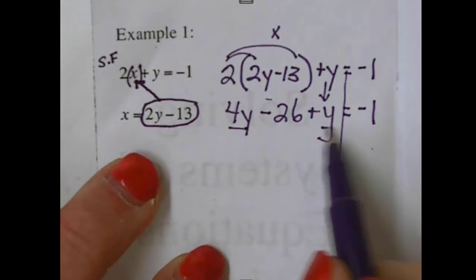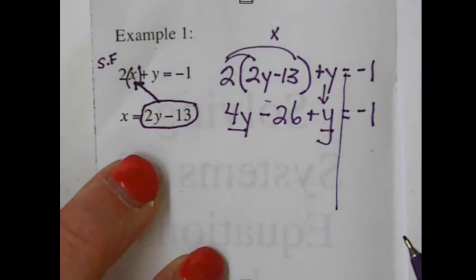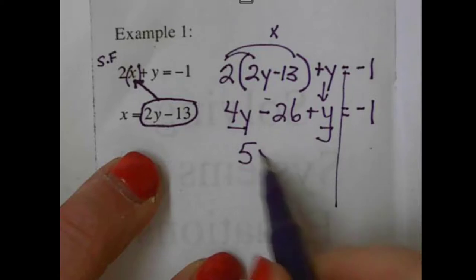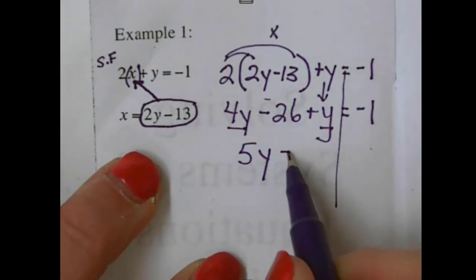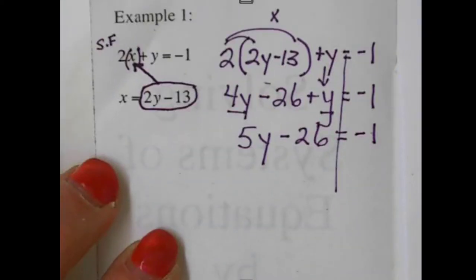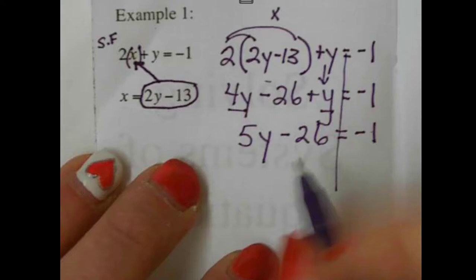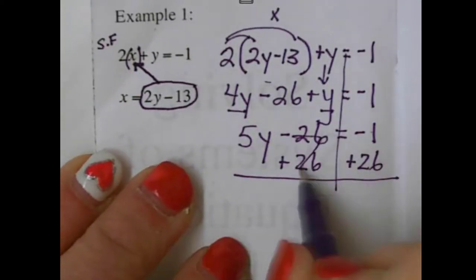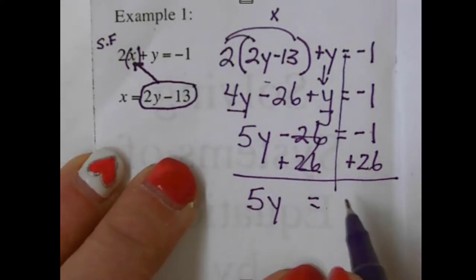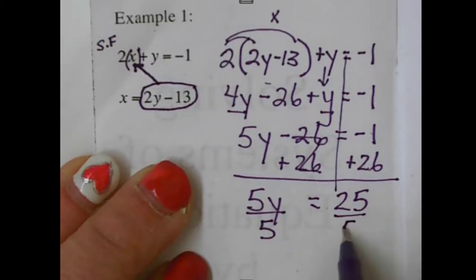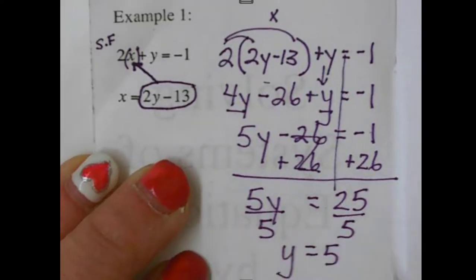Now what I'm doing is just called simplifying, and then eventually get your like terms together. Here's a 4y and a y, so it's back to solving equations from first semester. So you can see why it's really important you know how to solve equations. 4y plus y is 5y. Those are like terms. Minus 26 is your constant, equals negative 1. Now it's down to a two-step equation. I'm going to add 26 to both sides. Bring down your 5y, and that equals 25. We'll divide by 5, and y equals 5.